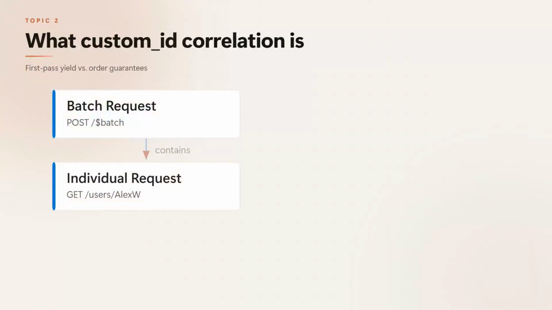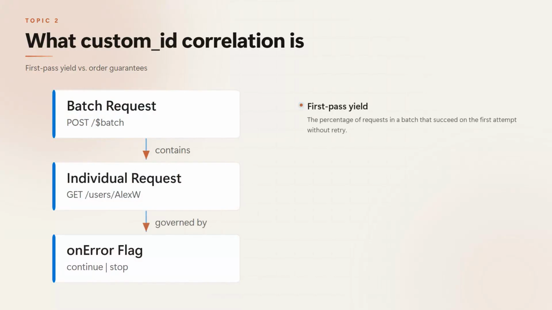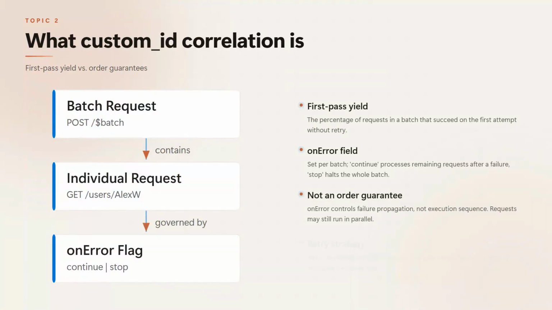Custom ID correlation is the practice of assigning a unique identifier to every request in a batch, so you can match responses to their originals even when results arrive out of sequence. It is not a workaround for a broken system, it's the intended design. The distinction people get wrong is thinking batch processing is unreliable because order isn't preserved. In reality, custom ID makes order a non-issue, and avoiding batching because of it is a costly mistake.